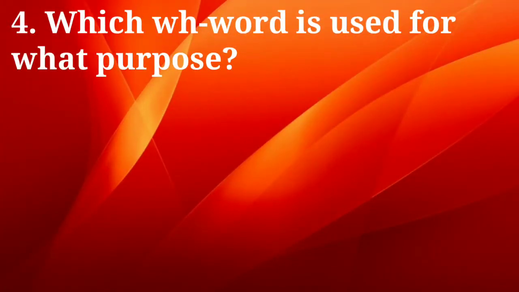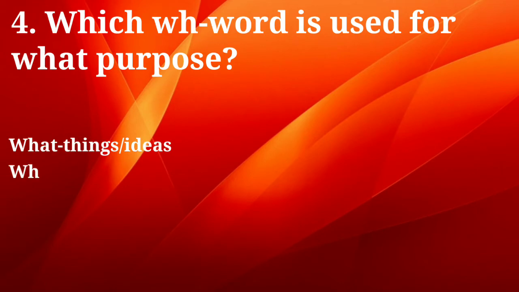The fourth point, which WH word is used for what purpose, is very significant to frame the WH question. For example, as we have seen, these WH words are used to frame WH questions. So, for what purpose these WH words are used? So, let us see the first WH word, what, is used when we talk about things or ideas. The second WH word is who, which is used to talk about a person which is as a subject.